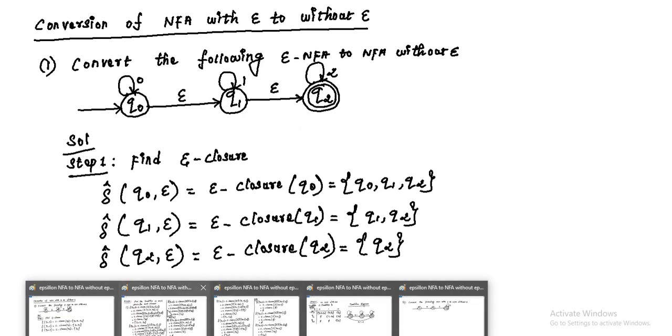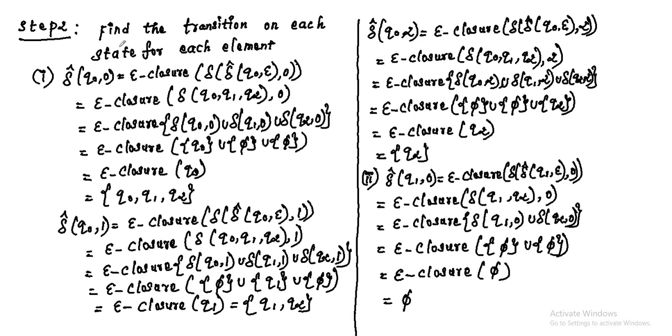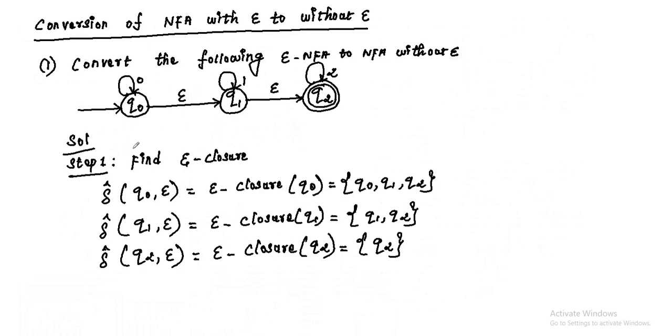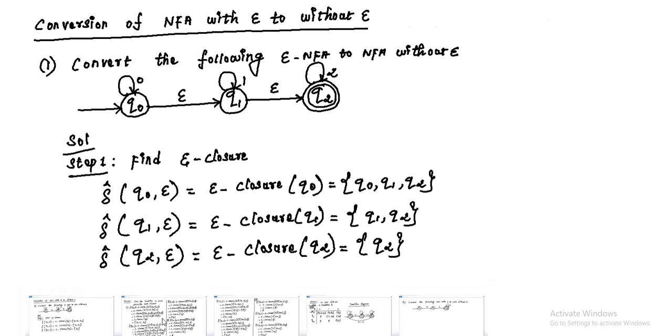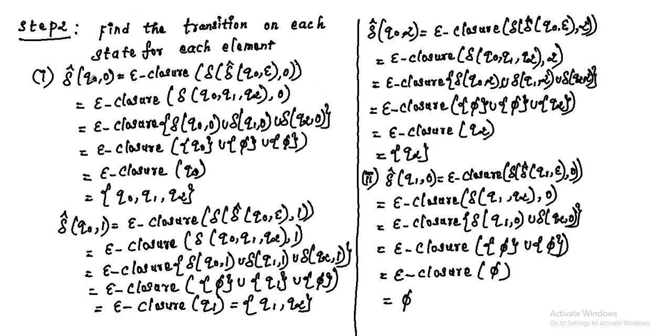Coming to the second step, find the transition on each state for each element. In this transition diagram, we have 3 states q0, q1, q2. Take the initial state q0 and apply all the inputs 0, 1, 2. And the next state q1, apply the inputs 0, 1, 2. And the last state is q2, apply the inputs 0, 1, 2.